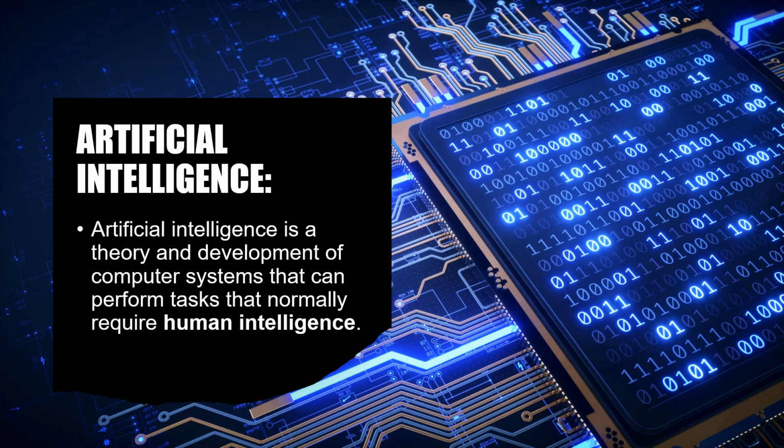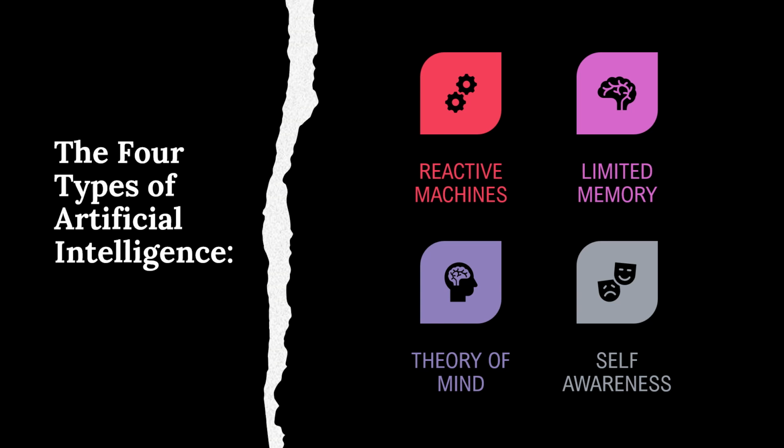Artificial intelligence is a theory and development of computer systems that can perform tasks that normally require human intelligence. There are four types of artificial intelligence, and the first type is reactive machines. A reactive machine follows the most basic of AI principles, and as its name implies, it is capable of only using its intelligence to perceive and react to the world in front of it. A reactive machine cannot store a memory and as a result cannot rely on past experiences to inform decision making in real time.